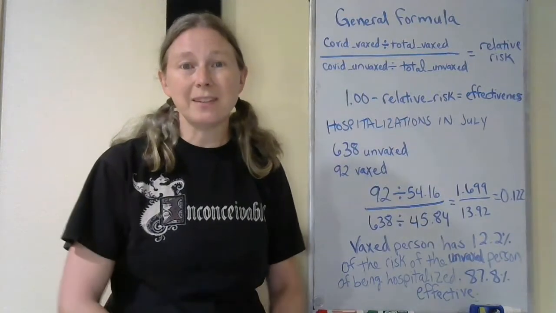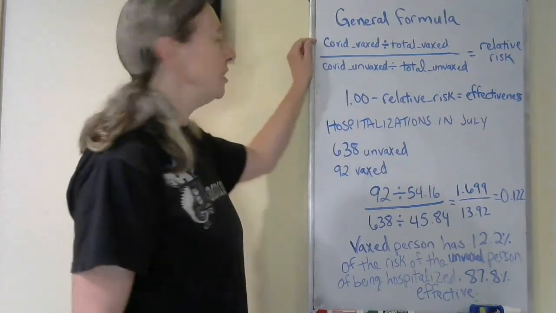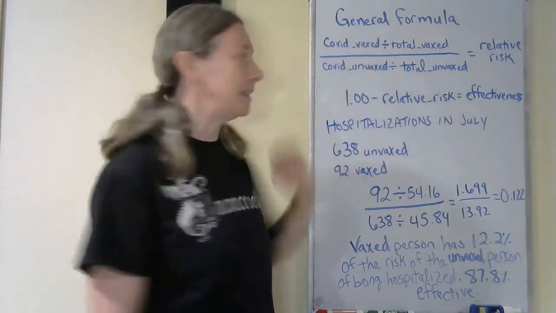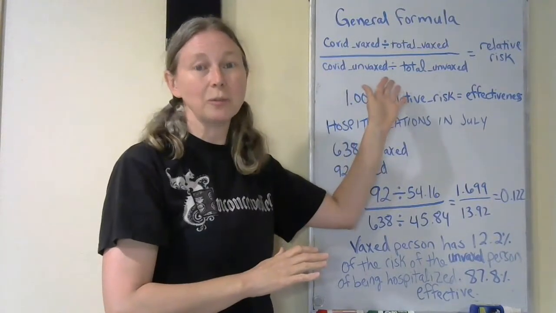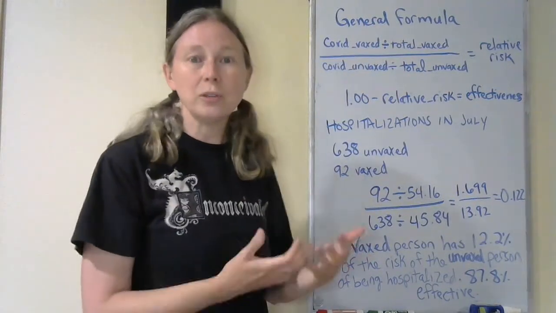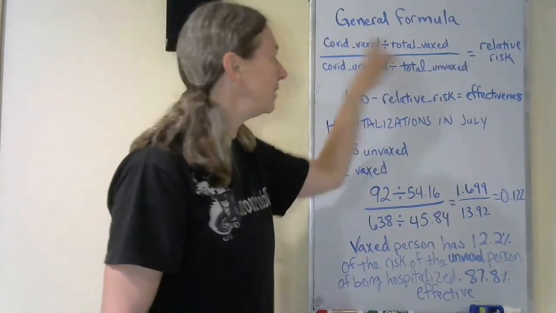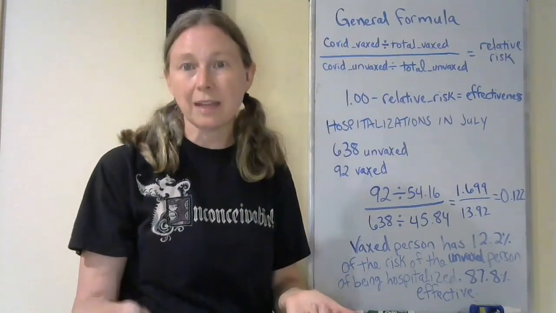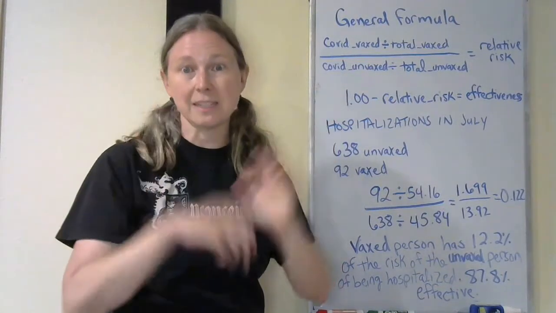So there is a general formula that you can use to calculate the effectiveness of the vaccine and the relative risk. The formula looks like this. You take the number of people who got COVID while vaccinated and divide that by the total number of people who are vaccinated. Then you take the total number of people who got COVID while unvaccinated and divide that by the total number of people who are unvaccinated. In each of these, you can use the raw population numbers or you can use the percents. It doesn't matter as long as you do the same thing in both quantities. And then if you divide those two quantities, that gives you the relative risk of the vaccinated people compared to an unvaccinated person. If you do 100% minus that relative risk, that's how effectiveness is calculated.